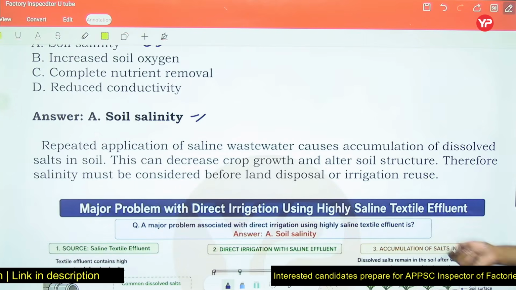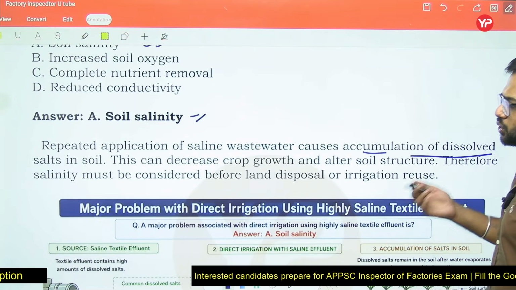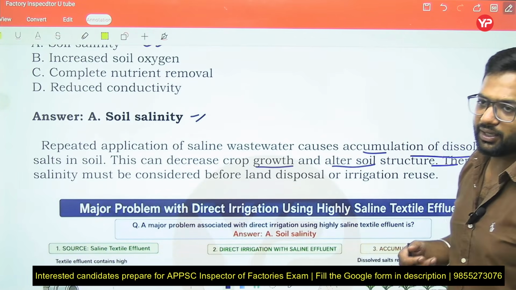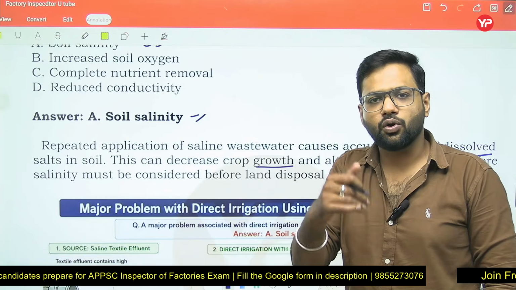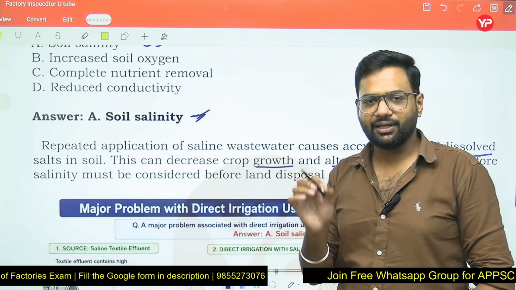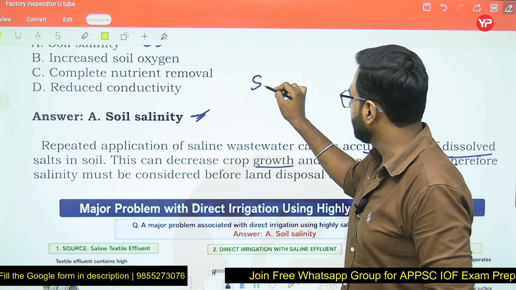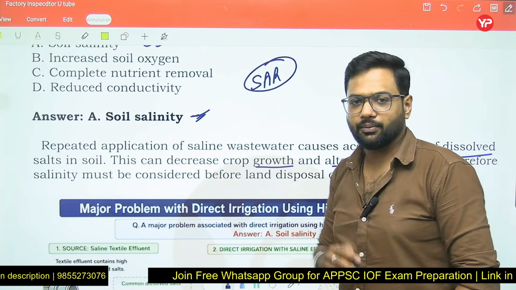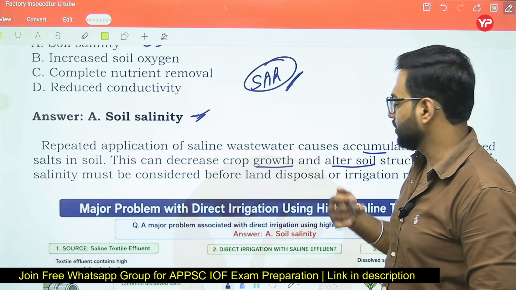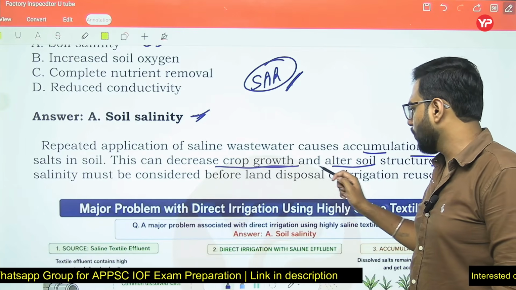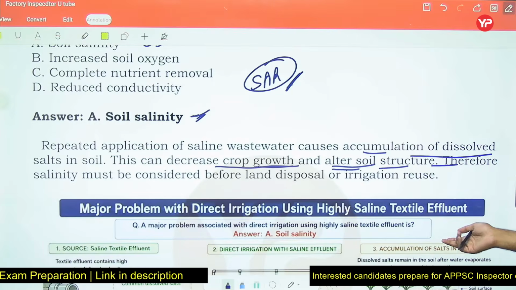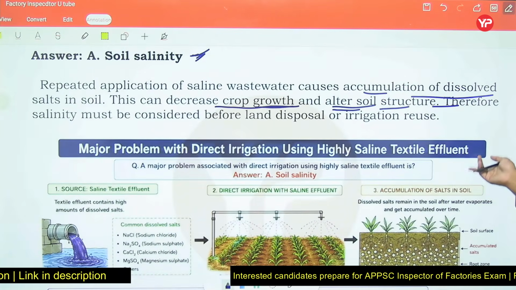Repeated application of saline wastewater causes the accumulation of dissolved salts in the soil. This can decrease crop growth and alter the soil structure. So we have a term called sodium absorption ratio. It is going to be increased. But remember, this is only about soil salinity. If I write the term here, the sodium absorption ratio will be increased, and that is not beneficial for the plants and crops. So it decreases crop growth and alters the soil structure. Therefore, salinity must be considered before land disposal or irrigation reuse, right?